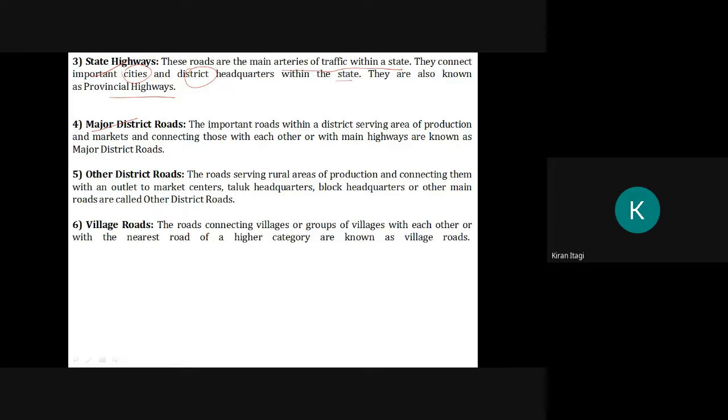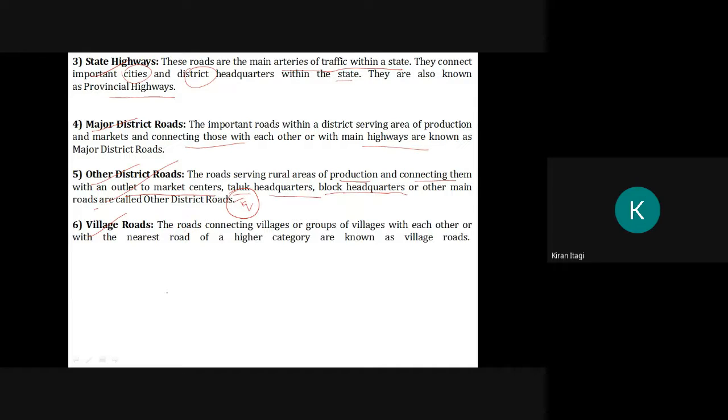Then major district roads: the important roads within the districts, in the areas of production and marketing, connecting those with each other or with the main highway, are known as the major district roads. And other district roads, which we can call the taluka roads, are the roads serving the rural areas of production and connecting them with the market centers, taluka headquarters, block headquarters, or other main roads.